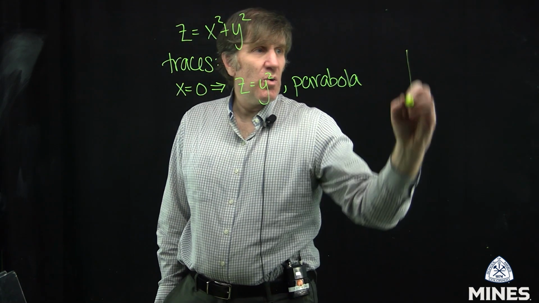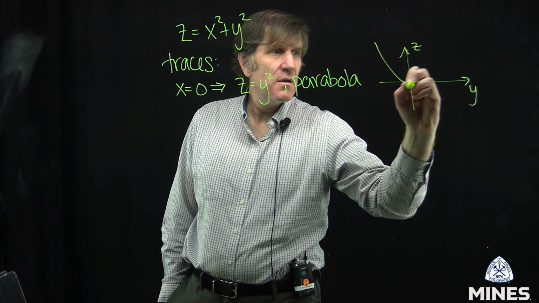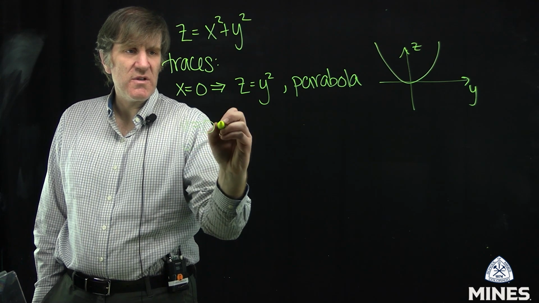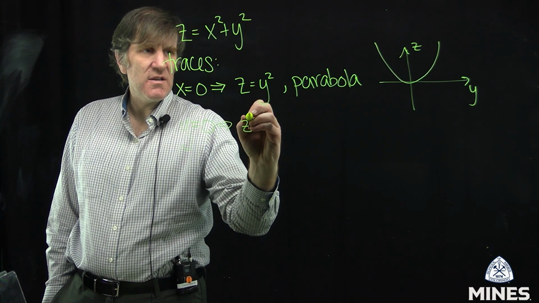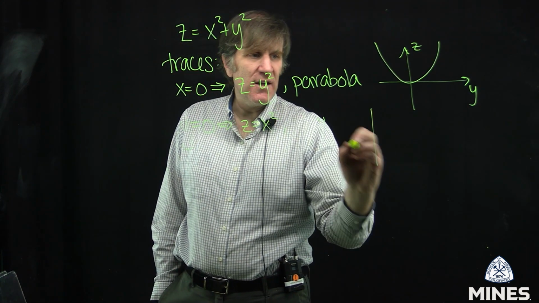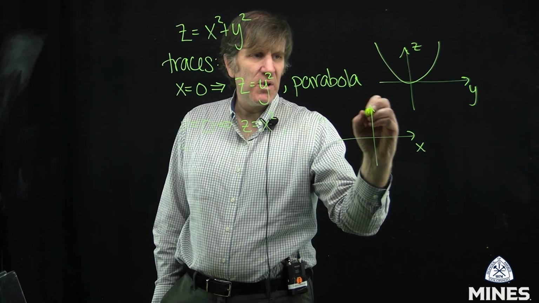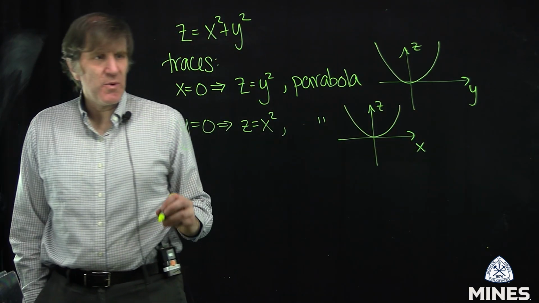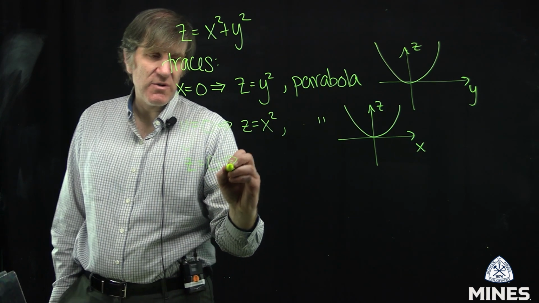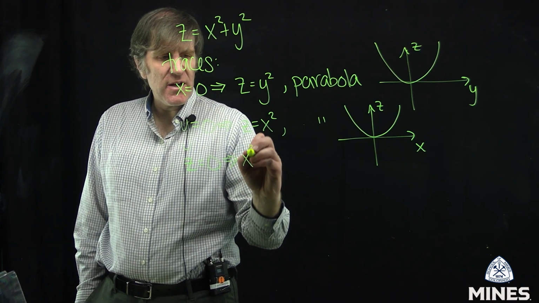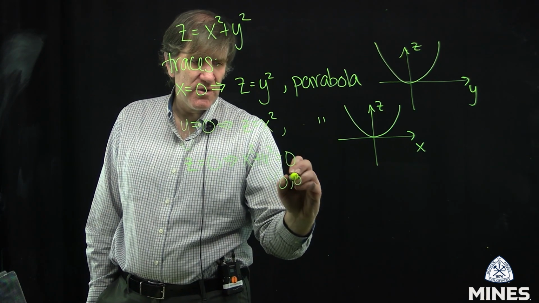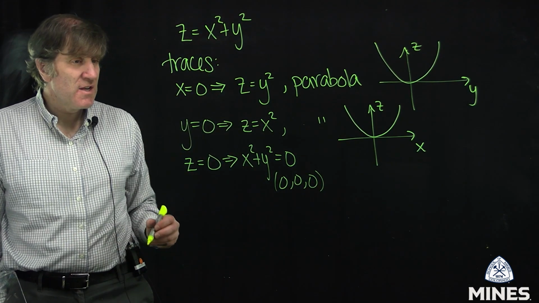So that in the YZ plane looks like this. If I look at a trace where y equals 0, z equals x squared, which is also a parabola, and it is the same looking type of parabola in the xz plane. If we choose z to be a constant, I like to choose 0. If I choose z equals 0, I get x squared plus y squared equals 0, which is just a point. That's just the point 0, 0, 0. That's the only point that satisfies that equation.